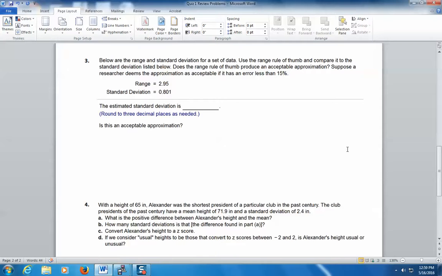This is on range rule of thumb. Below are the range and standard deviation for a set of data. Use the range rule of thumb and compare it to the standard deviation listed below. Does the range rule of thumb produce an acceptable approximation? And then suppose a researcher deems the approximation as acceptable if it has an error less than 15%. So the range is 2.95. The standard deviation is 0.801.